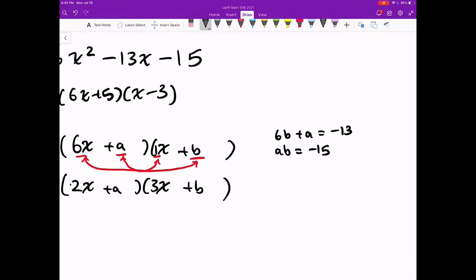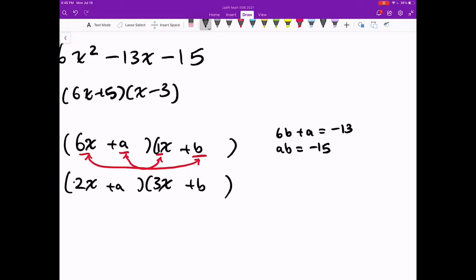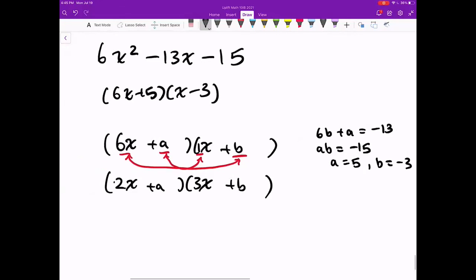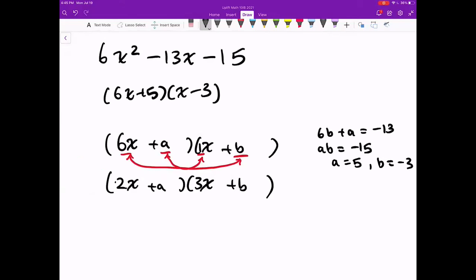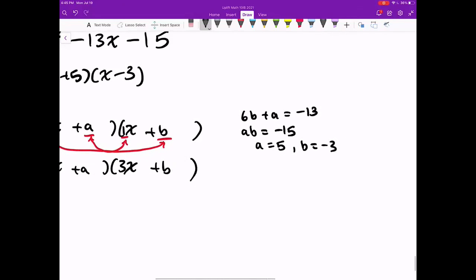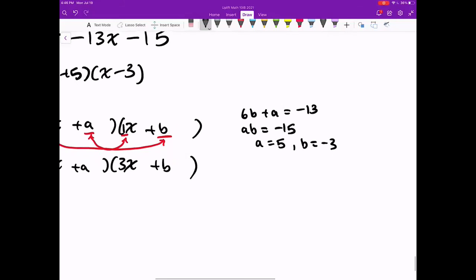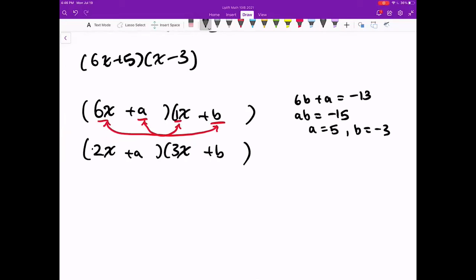I think A is negative 5. Oh wait, I did it wrong. Whoops, that's correct. B is negative 3. I just looked at the answer and substituted it. So 6 times 5 is 15 plus, wait, hold up. Okay, sorry. 6 times negative 3 is negative 18 plus 5 is negative 13. And 5 times negative 3 is negative 15. So that's correct. And now we just substitute it in.